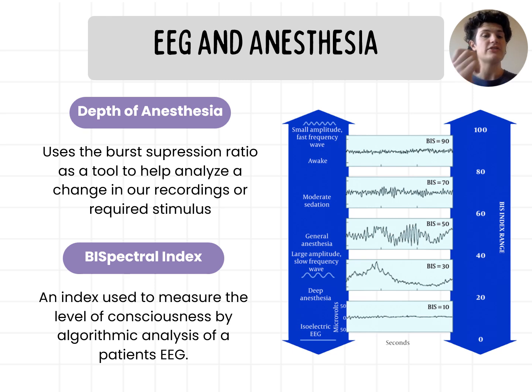There's another way, and this can only be recorded when a suppression signal is present. Another way to measure this is bispectral index, which uses an algorithmic analysis of a patient's EEG to measure their level of consciousness. This does not need a suppression signal to be measured, and in the picture that's shown on the slide is the bispectral index range. And as you can see, between 80 and 100 is a patient that is awake, between 60 and 40 is a patient that has been given general anesthesia, and a patient that is at 0 has an isoelectric EEG. Just like a burst suppression ratio at 1, it shows no activity.